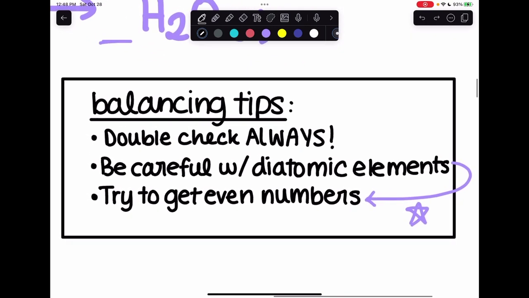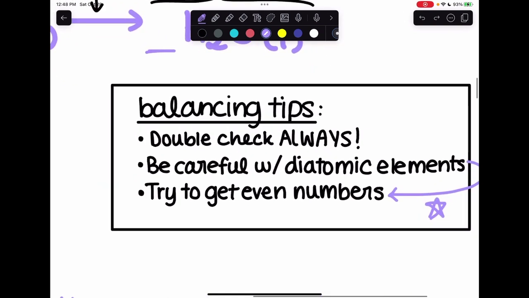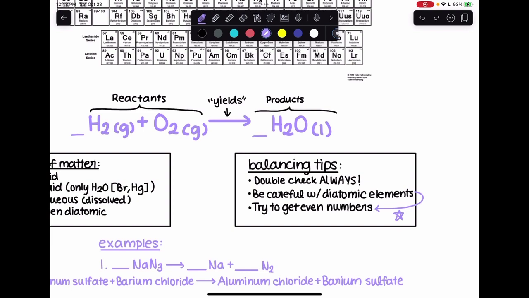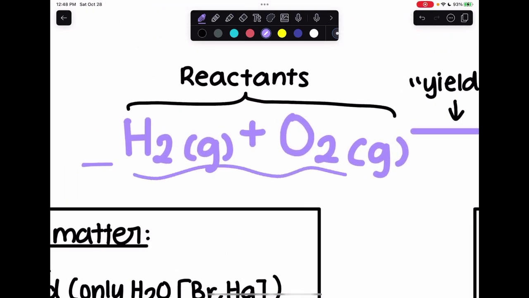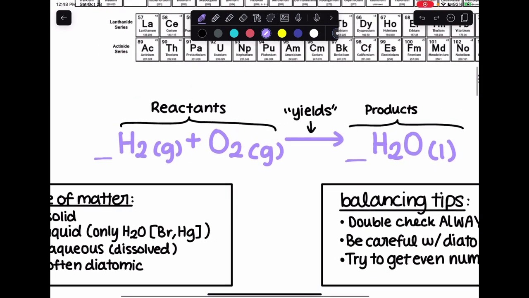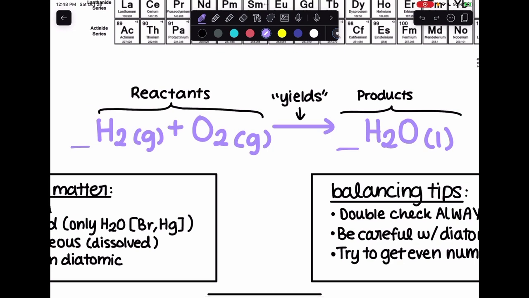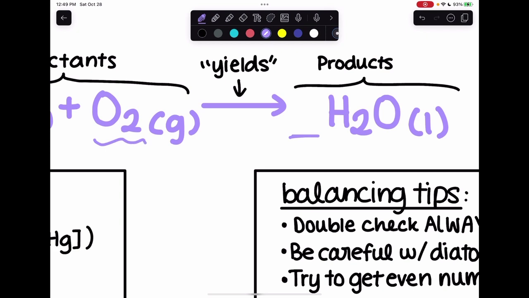So let's talk about some balancing tips. Let's try to balance this equation. We're always going to want to double check our answers. We're going to be careful with diatomic elements, and we're always going to try to get even numbers, especially when working with diatomic elements. So this one, we have kind of unlucky. We have two diatomic elements, but it's okay. So what is wrong with this equation? The H2 looks fine, but the oxygen is off. There's two oxygen on this side, but there's only one oxygen on this side.